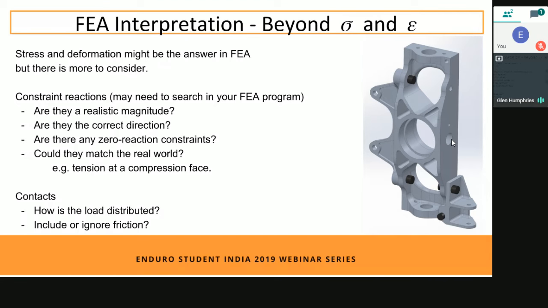And also for contacts, should we include or ignore friction? That could be another really interesting one to go and research.